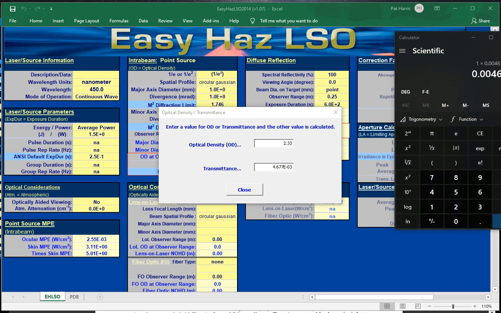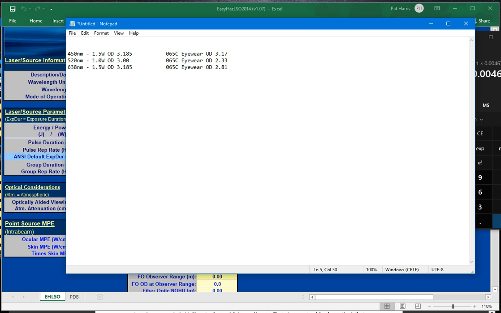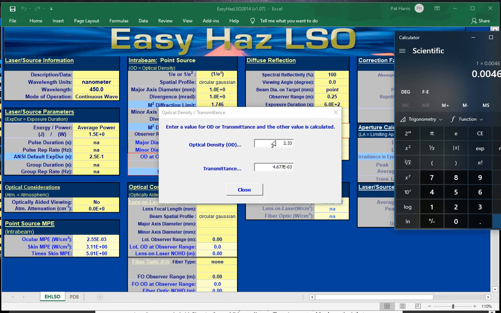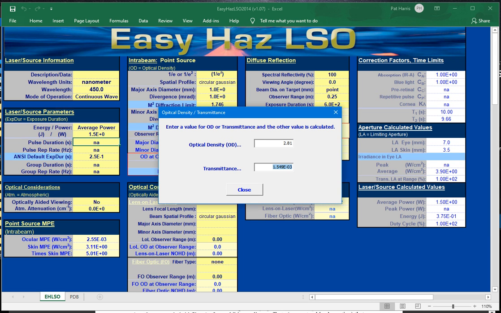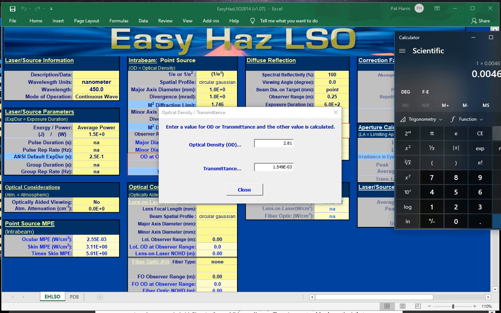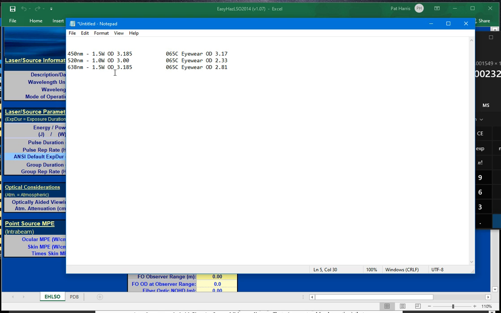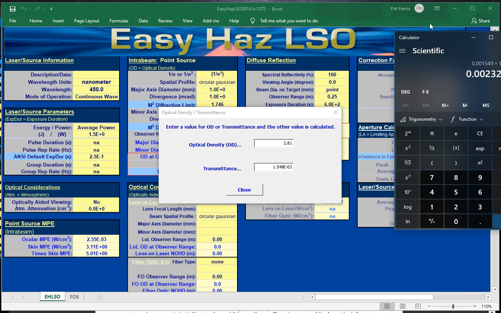So let's take a look at the next one, which is 638. 2.81, 638 at 2.81. So that is 1.549 e to the minus 3 times, and 638 is 1.5 watts. Okay. So that's leaking 2 milliwatts, and that's fine. Let me verify that was 1.5 watts. Yeah, it's 2 milliwatts that we're leaking. Leaking 2 milliwatts is fine. You should be able to see 1 milliwatt, 2 milliwatts, and 4 milliwatts through the eyewear nicely to align those beams.